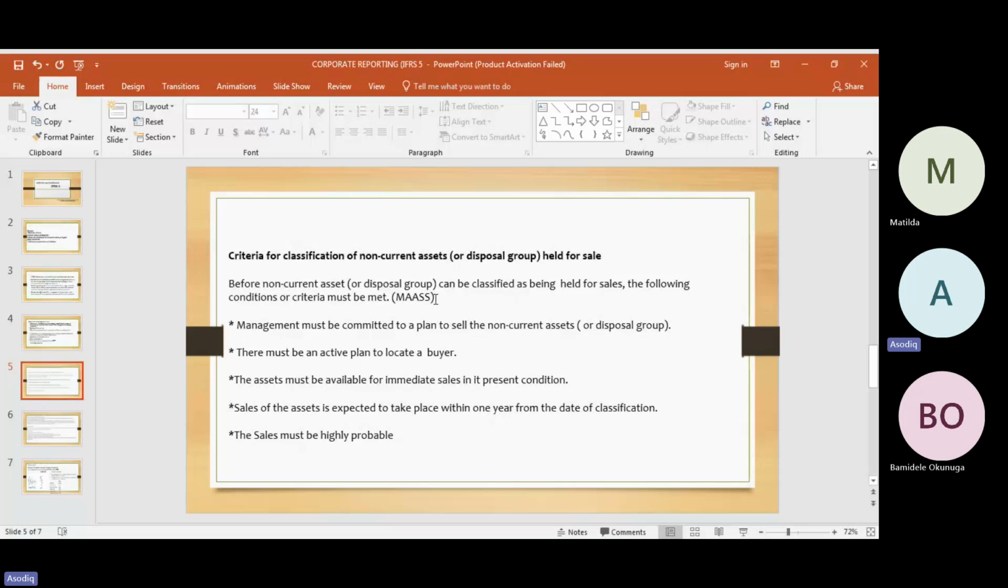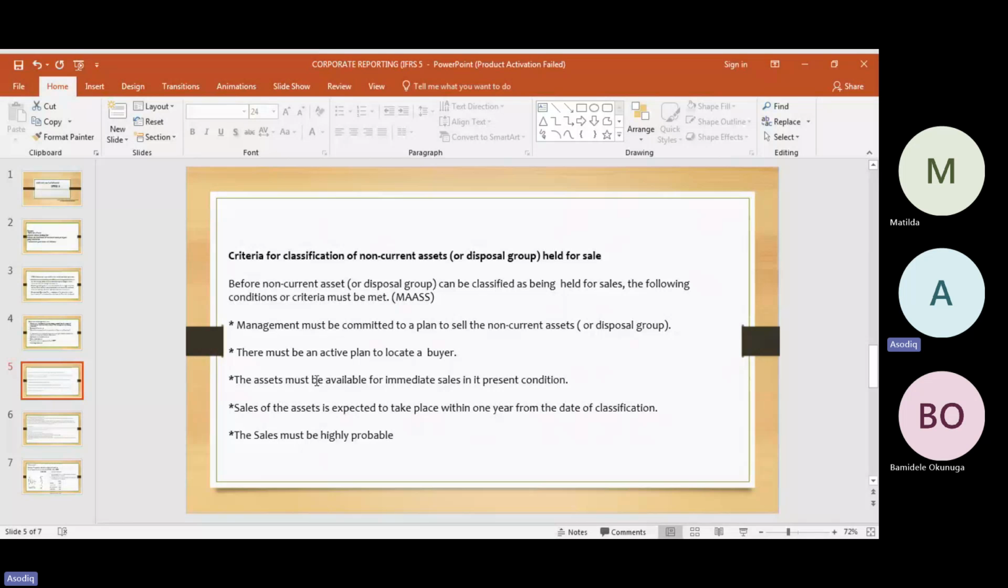Secondly, there must be an active plan to locate a buyer. That is the A. I use the word MAS for simplicity. So once you are going through these criteria, your M stands for management commitment, your A stands for active plan to locate a buyer. That means you have the intention of selling a particular asset, you must have the intention that asks who is going to buy this particular car from me. That means you must have someone who wants to buy that asset within that accounting period.